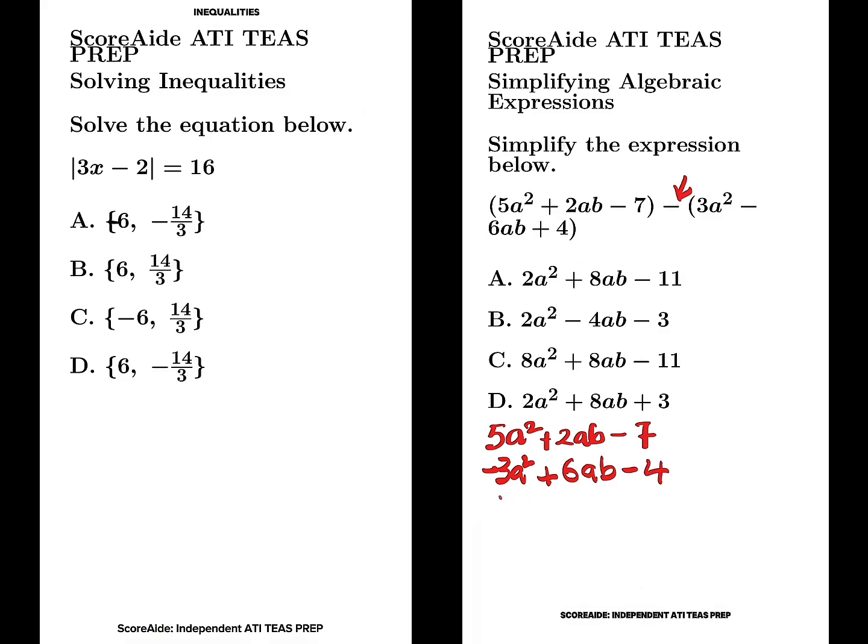And now, if you add this up, we have 5a squared minus 3a squared, which is going to give you 2a squared, right? 2ab plus 6ab is going to give you 8ab. Minus 7 minus 4 is going to give you minus 11. So this is going to be the answer, right? No further simplification because there are no more like terms. So the answer is A: 2a squared plus 8ab minus 11.